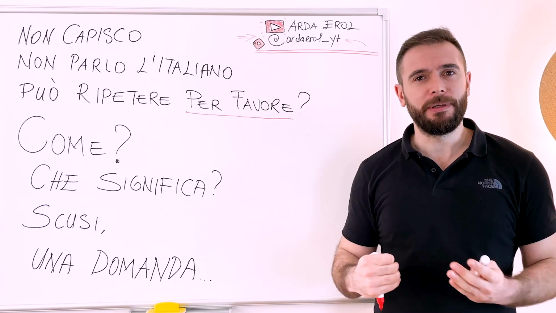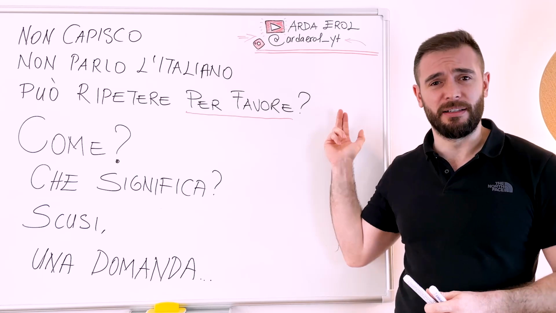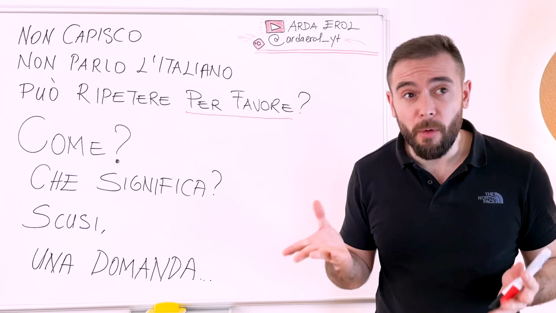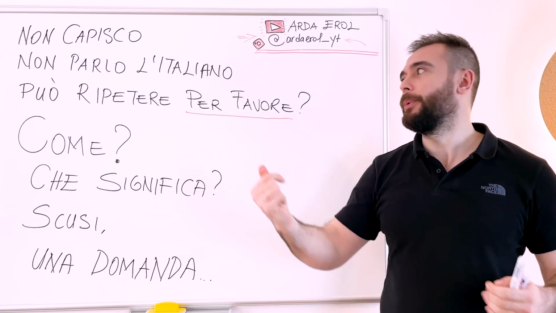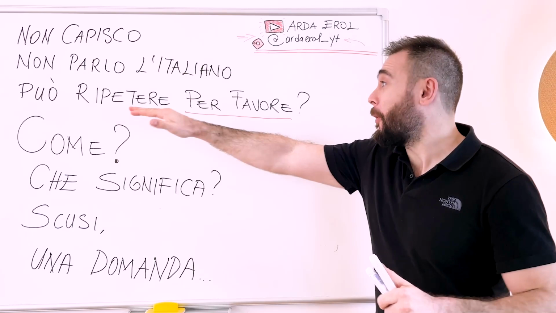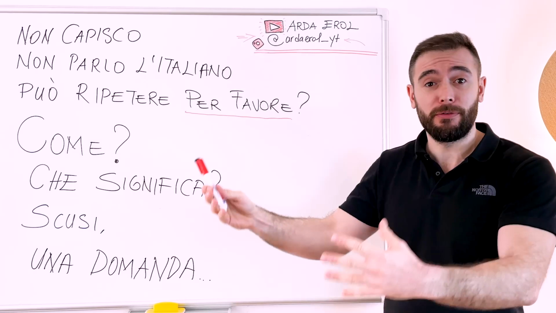The person repeats, but you still don't understand. You don't want to use the same sentence again and again, and there is another option for you. Come? That means how. Italian people use this word to say, come again? So instead of asking, puoi ripetere per favore? Could you please repeat? And our super friendly amico Mario keeps speaking, and they speak really quickly.